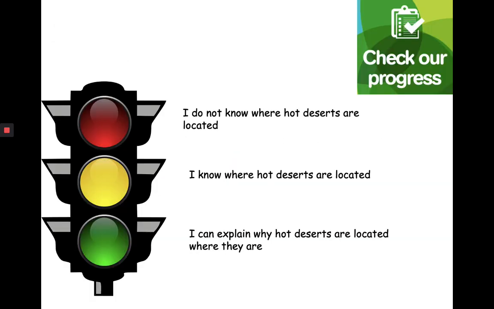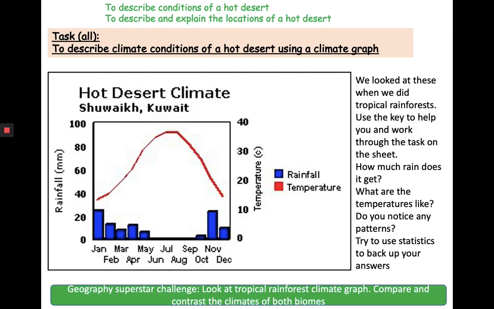So, a little traffic light system that you will be familiar with. I do not know where hot deserts are located. I know where hot deserts are located, and I can explain why hot deserts are located where they are. Now, if you're not quite sure with those, you might want to go back on the video and have another go at that task. So I'm going to move on now to another task, which is on your worksheet.